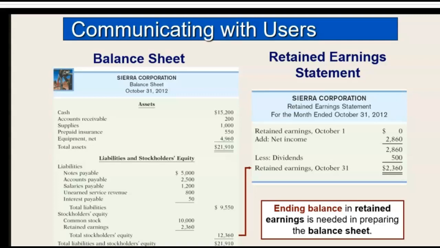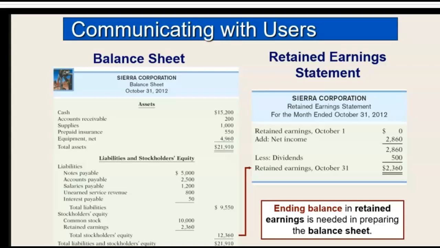So the next is the shareholders' equity. Now, common stock represents how much the shareholders invested in this business. They purchased stock or shares. And they paid $10,000 for those shares, and therefore the business has the $10,000. But it's common stock, shareholder. It belongs to the shareholders. And then we add the retained earnings. Remember the retained earnings statement, which was $2,360. That belongs to the shareholders. So we added $2,360, and we total the shareholders' equity, $12,300.